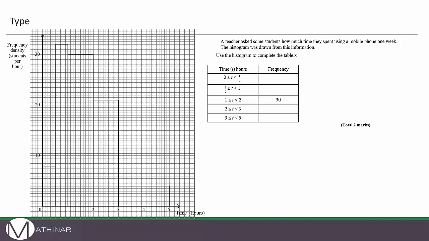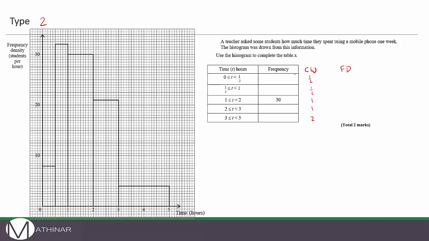So what type of question is this? Well, this is going to be a type 2. Use the histogram to complete the table. So let's add in our 2 columns. So that's class width and frequency density. We can work out our class width. Half take away 0 is a half. 1 take away half is a half. 2 take away 1, 3 take away 2 is 1. 5 take away 3 is 2.